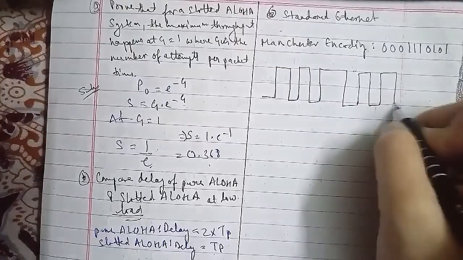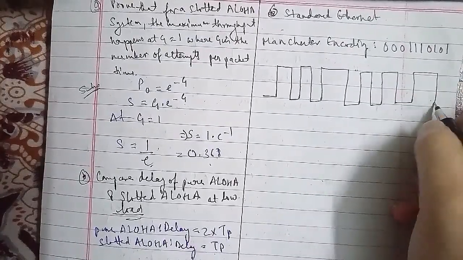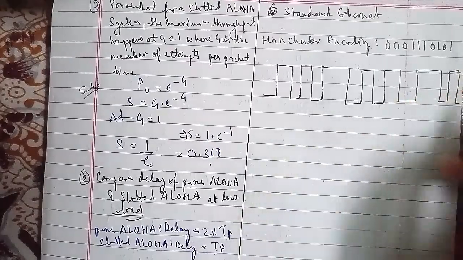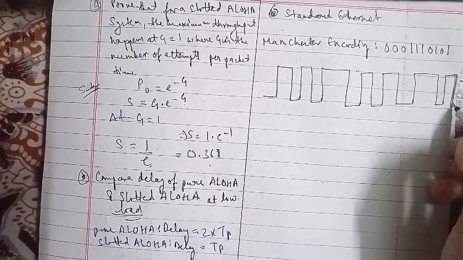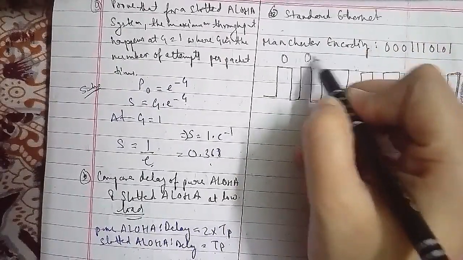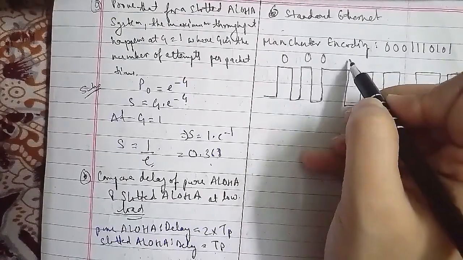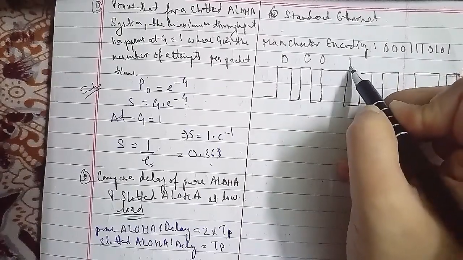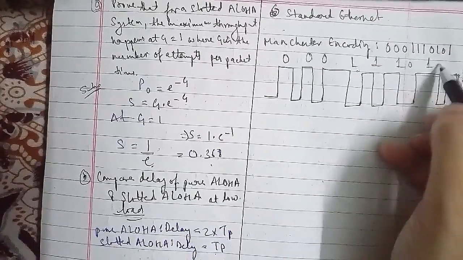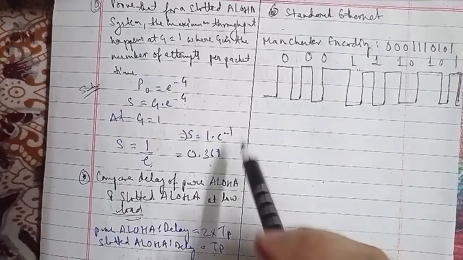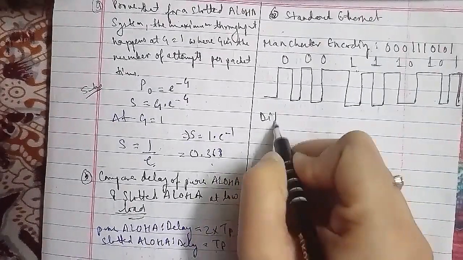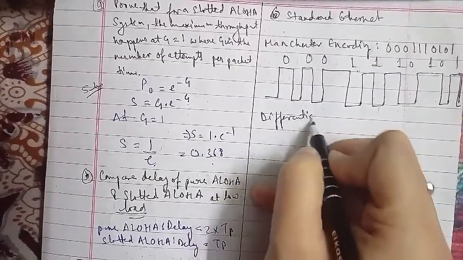This is for the differential Manchester. So what we have to encode is 0 0 0 1 1 1 0 1 0 1. So this is for the differential Manchester, and this comes under the standard Ethernet.